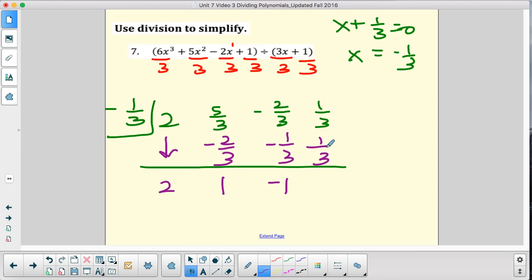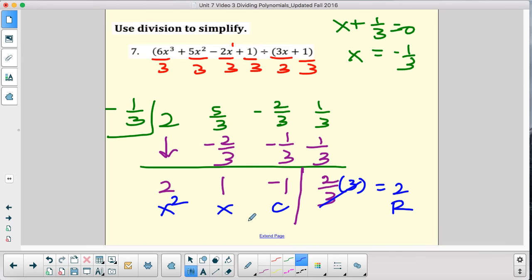1/3 plus 1/3. 1 plus 1 is 2/3. So this one has a remainder. So now that I have a remainder, I would have to take it times what we divided by, times 3. These cancel. So my remainder is 2. Okay. So this is my remainder. This is my constant. This is my x. This is my x squared.